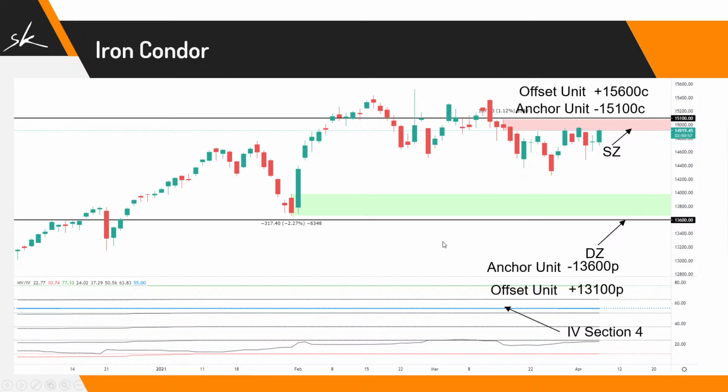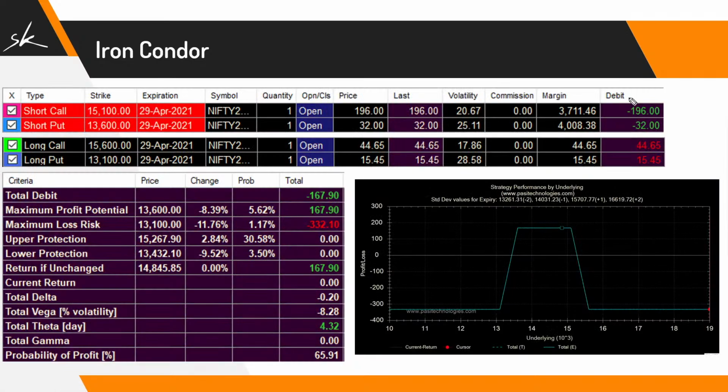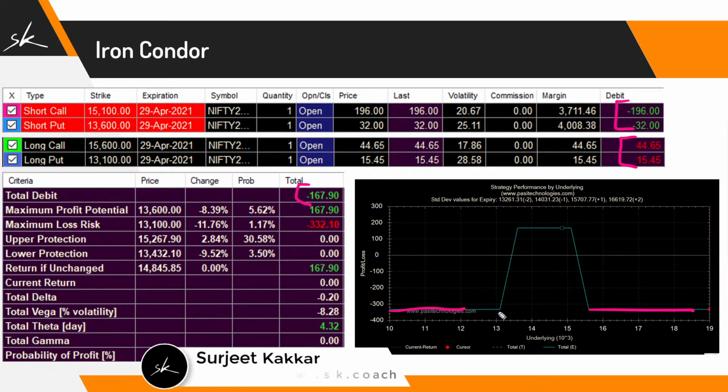Now, when I converted it into an iron condor, first thing, yes, we did collect a premium which was 200 and something. But now to buy this out of the money call and this out of the money put, I also paid some money. You can see I paid 44 rupees 65 paise and 15 rupees 45 paise. But even after paying this, initially it was 200 something, and I still collected a premium of 167. So I'm still collecting some premium. But now the advantage is, it became a strategy where my risk is also limited. So in case it gaps up or gaps down, I will not have unlimited loss.